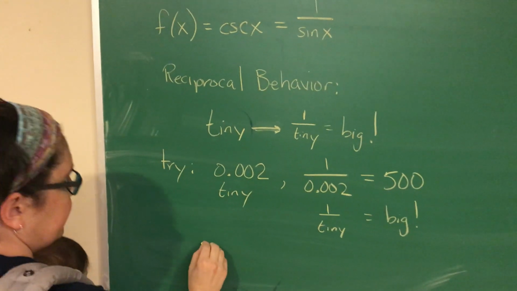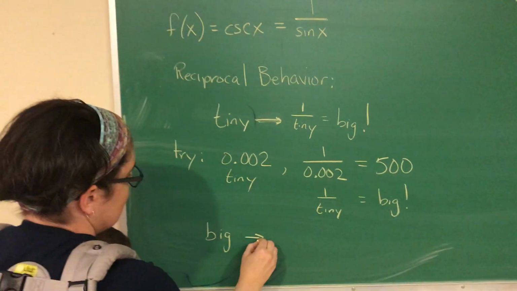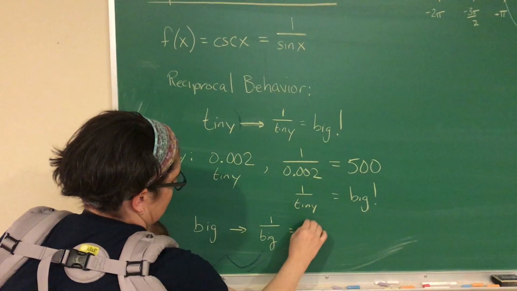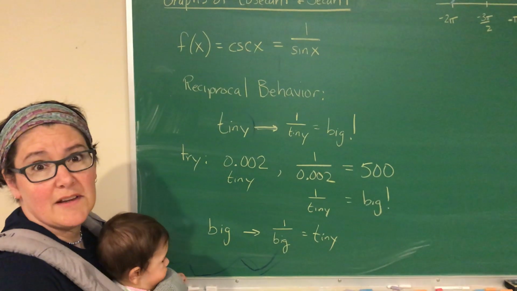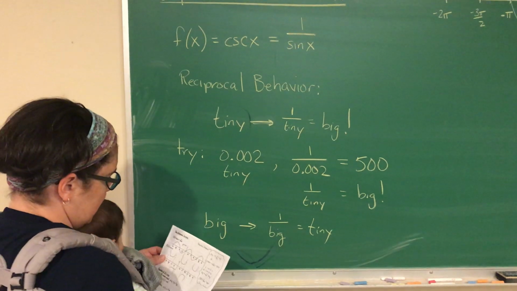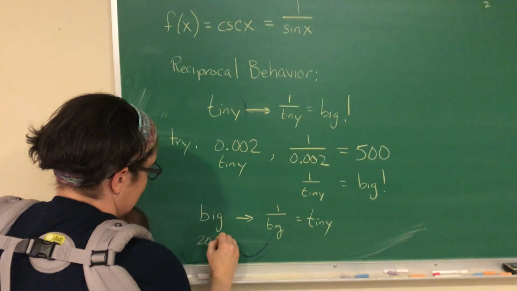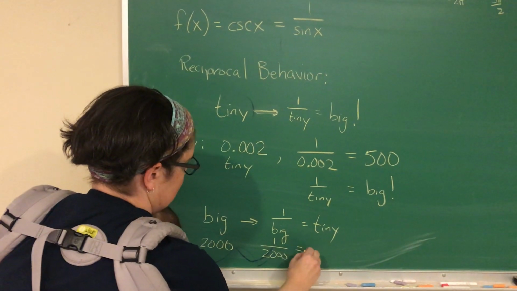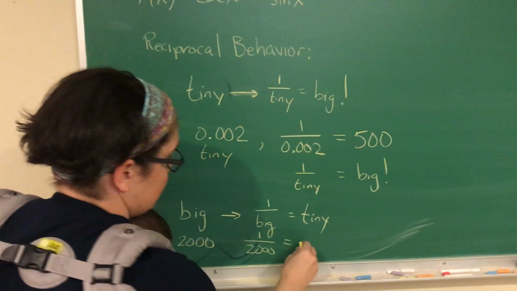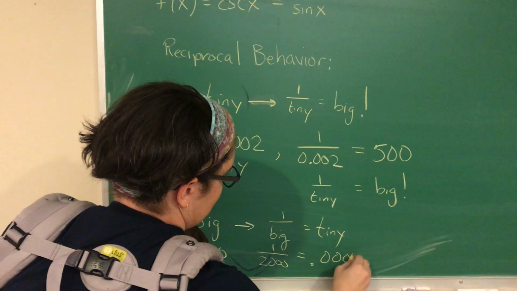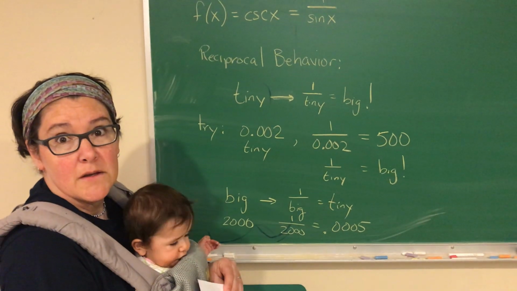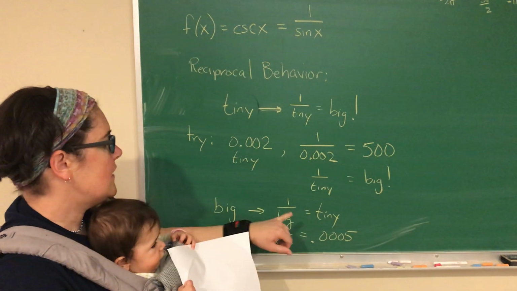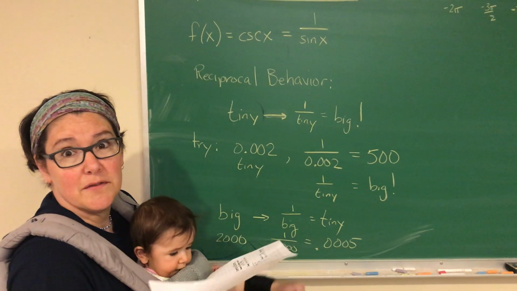On the other hand, if you have a big number and you take its reciprocal, 1 over big, what you get out is something tiny. So for example, if you plug in a number like 2,000, 1 divided by 2,000, well, I wrote this down ahead of time, is 0.0005, which is pretty darn tiny. Okay, so 1 over tiny gives you a big number, and 1 over big gives you a tiny number.